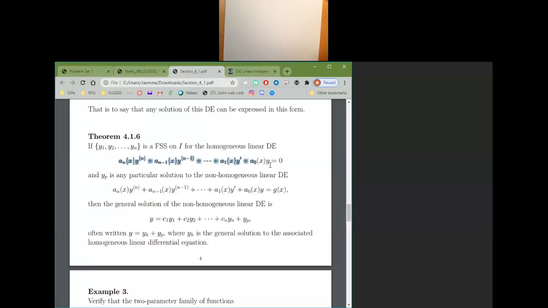The general solution to this homogeneous one will have equals 0 on the right side. And so if you add a particular solution, y sub p to it, then you should get out 0 plus g of x, right? Equal to g of x. So it should be a general solution to this non-homogeneous equation. And that turns out to be the case. This is often written as y sub h plus y sub p, where y sub h denotes the homogeneous general solution, and y sub p denotes the particular solution to the non-homogeneous equation.